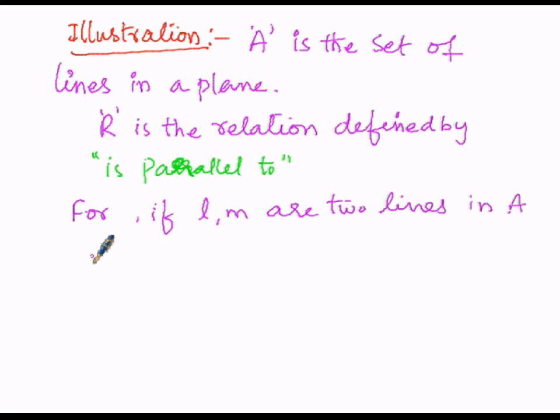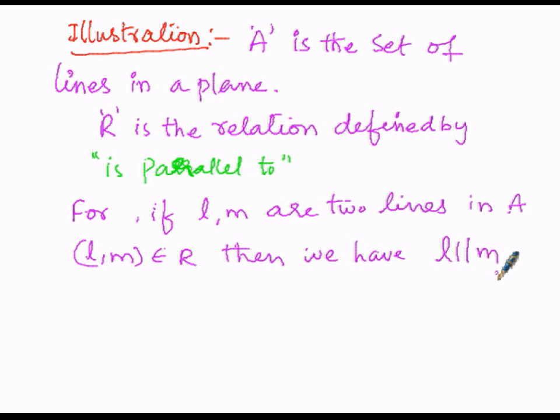Now if L, M belongs to R, then we can write it as the ordered pair L, M belonging to the relation R. The relation is "is parallel to", so L is parallel to M. That implies M, L belongs to R, that is, M is parallel to L. So if L is parallel to M, then automatically M also will be parallel to L.